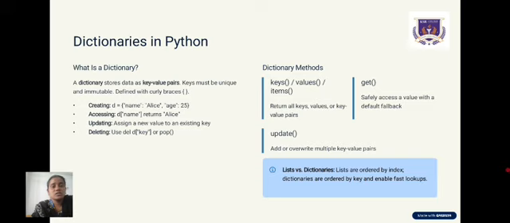Next one is dictionaries in Python. What is a dictionary? A dictionary stores data as key value pairs. Keys must be unique and immutable.